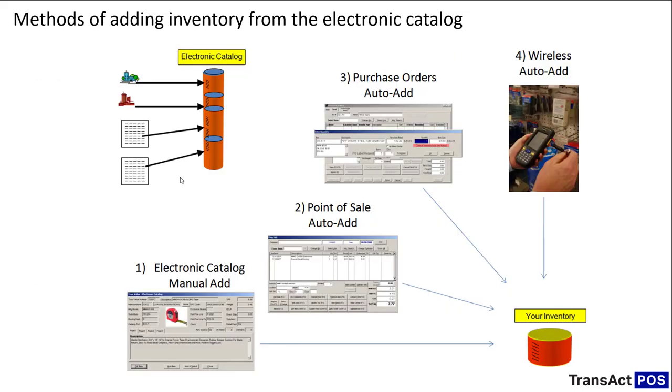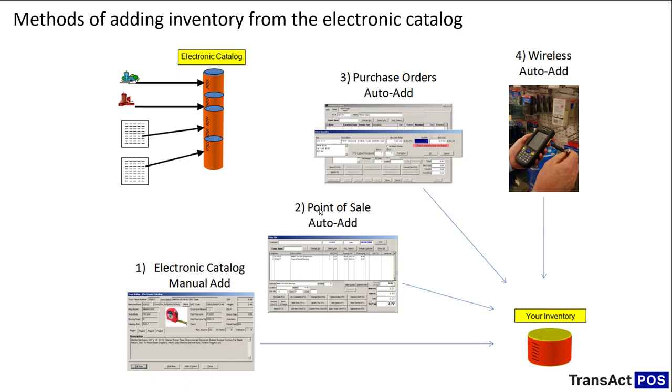So where is the electronic catalog used? Well, it's primarily up front when starting up bootstrap stores or adding a new vendor, is adding inventory from the electronic catalog. There are 4 distinct areas that can happen. As we saw earlier, the selection of that item within the catalog and simply hitting the add item, and it adds it to the inventory. It will prompt with questions along the way, but it gets auto added.